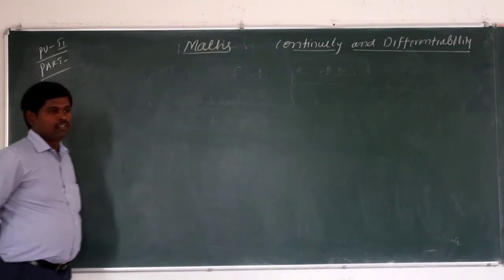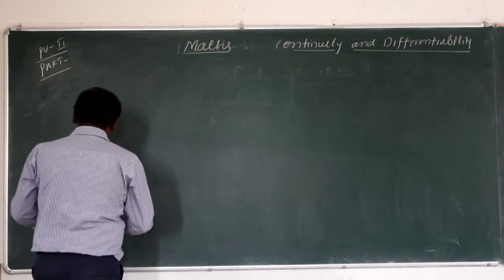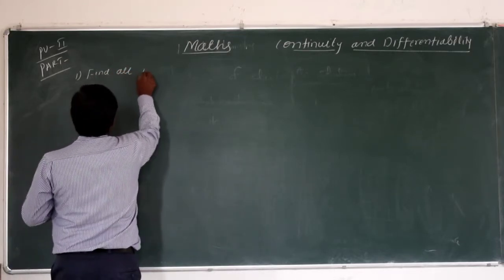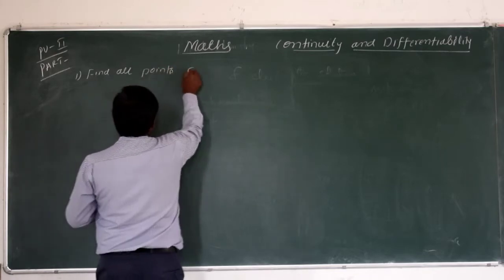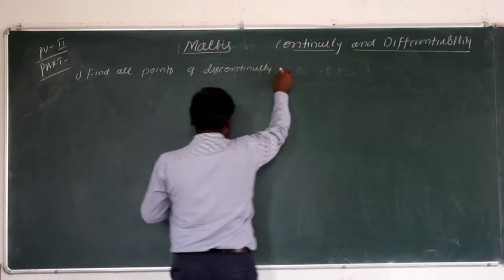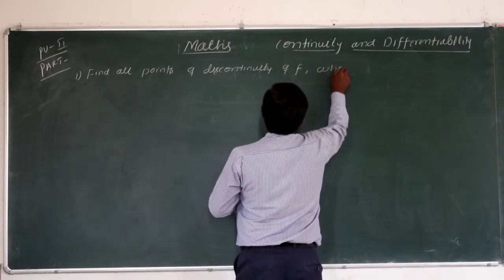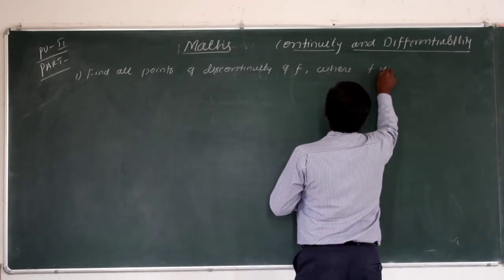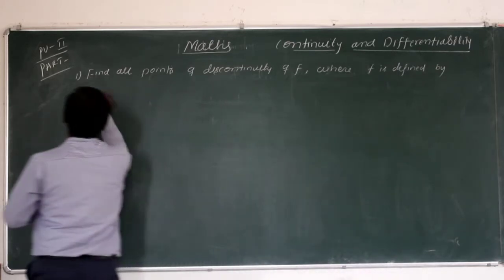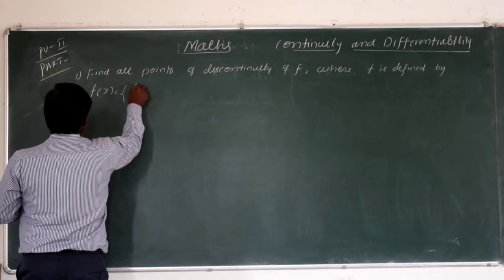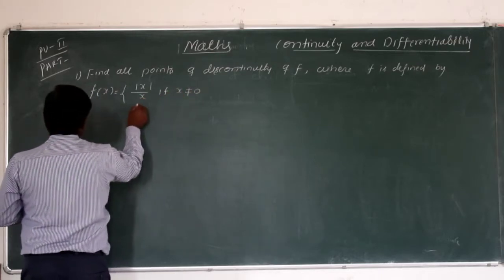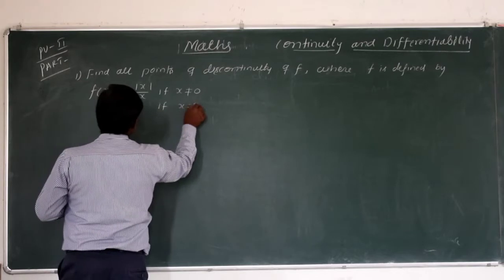Continuity and differentiability. So we start with one more problem. Find all points of discontinuity of f where f is defined by f of x is equal to mod x divided by x if x is not equal to 0, and 0 if x is equal to 0.